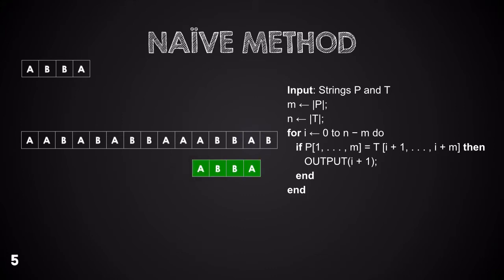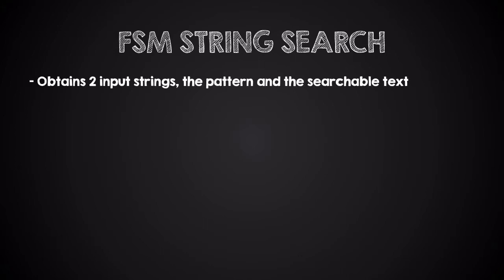As you can see, this is very inefficient, making 24 comparisons for a searchable string with a length of only 15. Next we'll look at a quicker and more efficient way of searching for a pattern within a searchable string. This algorithm is called a finite state machine string search. The finite state machine string search works by taking in two inputs, the pattern and the searchable text.